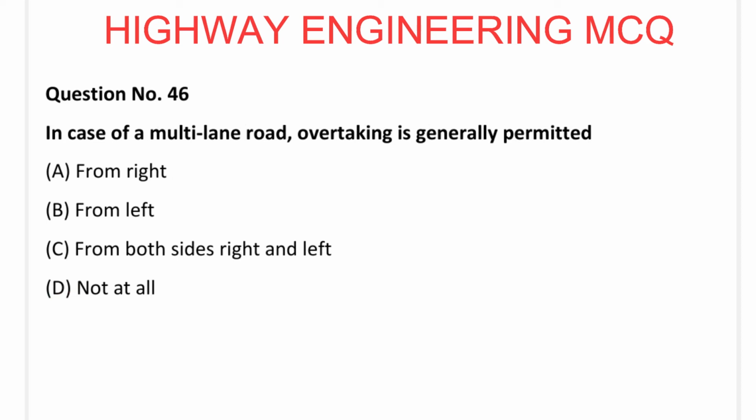So next question, in case of a multi-lane road, overtaking is generally permitted: A, from right side; B, from left; C, from both sides, left and right; D, not at all. So the correct answer is from both sides, right and left.